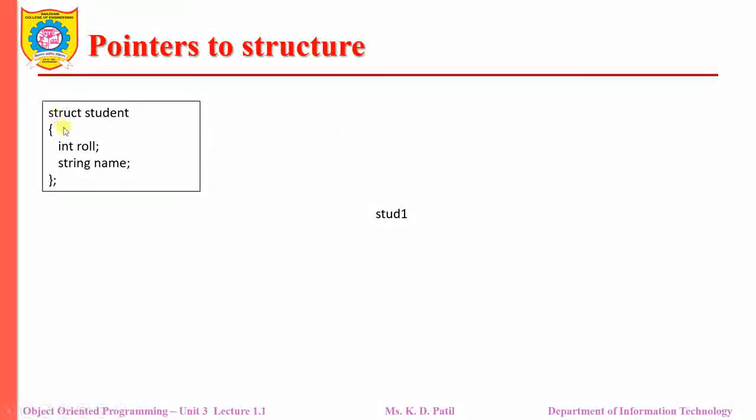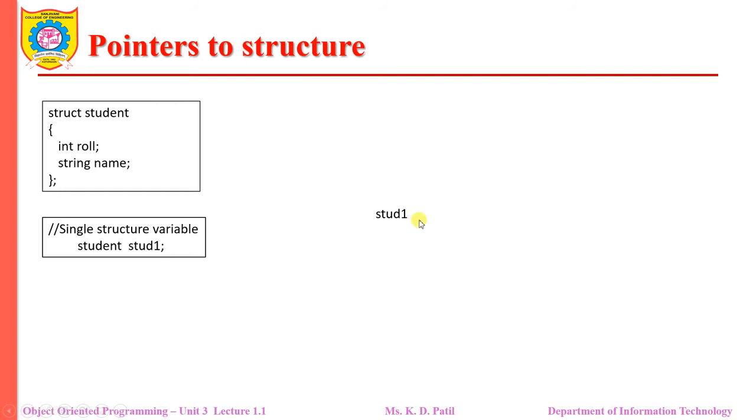Now here I have a simple structure named student which has a roll number and a name as members. Now let me create a structure variable. Here stud1 is my structure variable which will be reserved in the memory, and which will have two fields, roll and name.